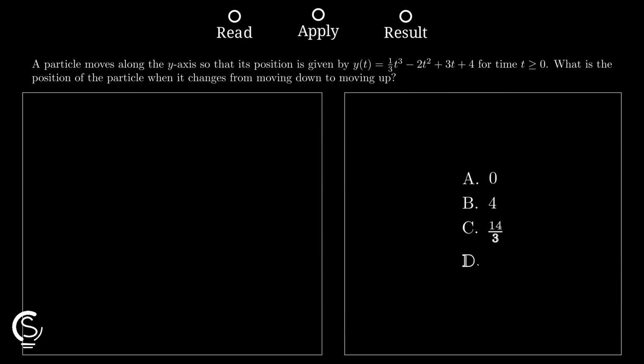First, we need the velocity function, so take the derivative of the position equation. That gives us t squared minus 4t plus 3. This represents the speed at any time.